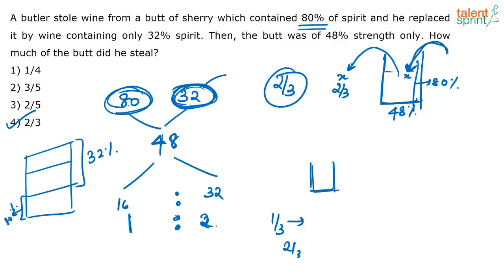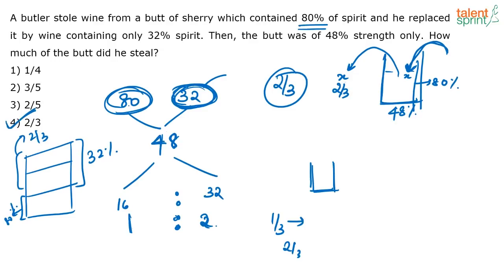So how much have I removed? I have removed this 2/3, right? This 2/3 of the full solution that was there, I have removed it and replaced it with this 32%. So that is how I say the answer is 2/3. I hope it is clear now.